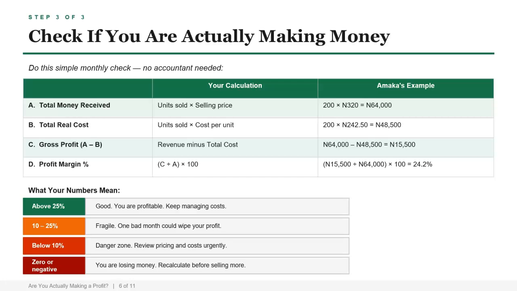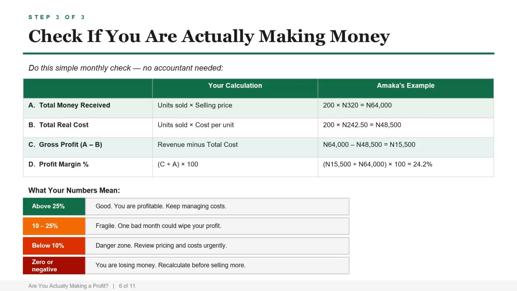So the next part is to check if you're actually making money. Do this simple monthly check. Total monthly receipt, total money received. How do you do that? The units sold multiplied by the selling price. In the case of Amaka, she sold 200 packs in a month, and we multiply it by the selling price, which is 320 naira. That's the total money received.